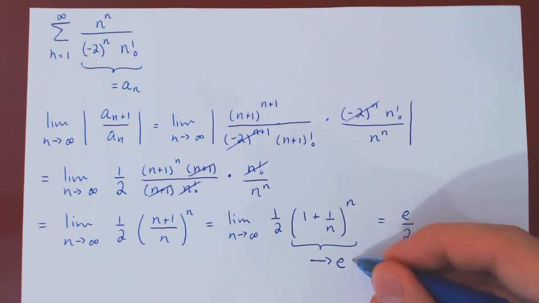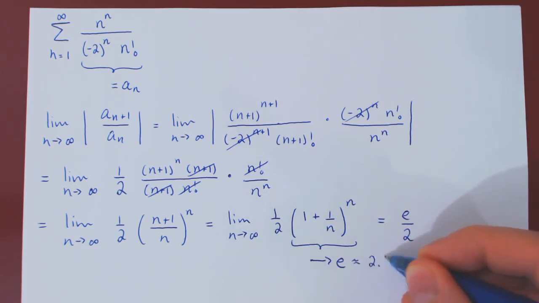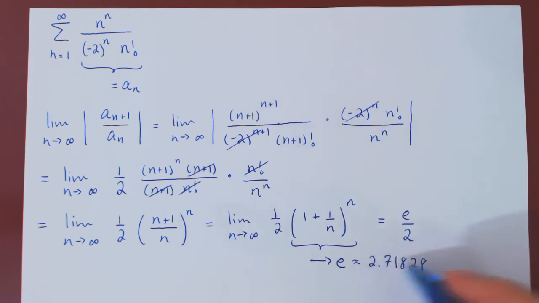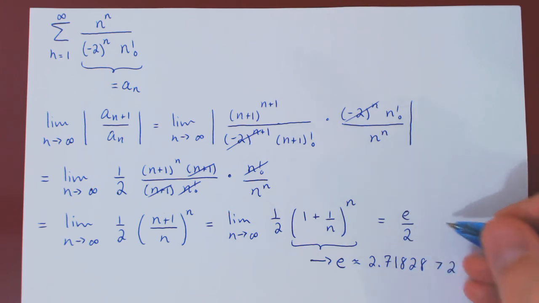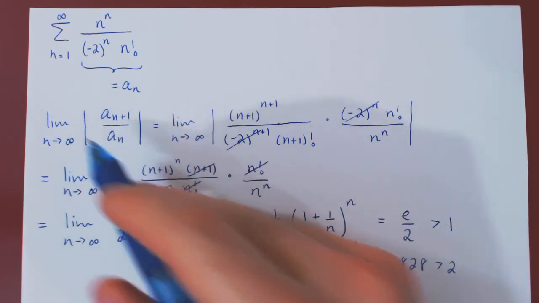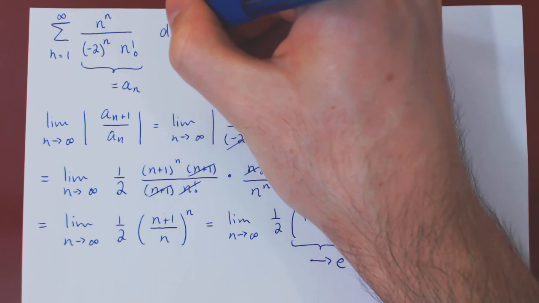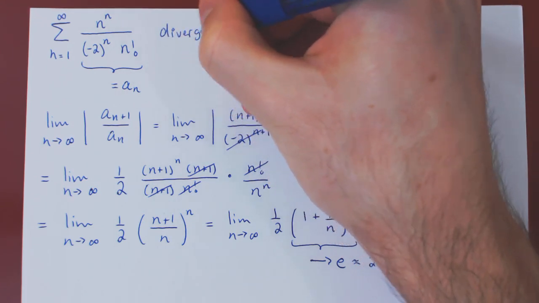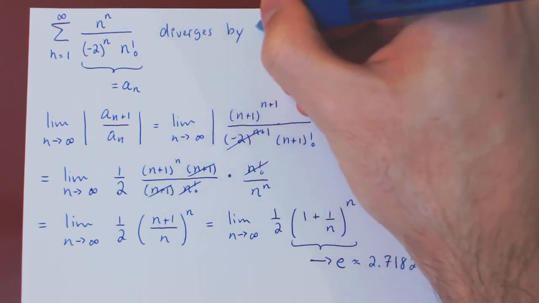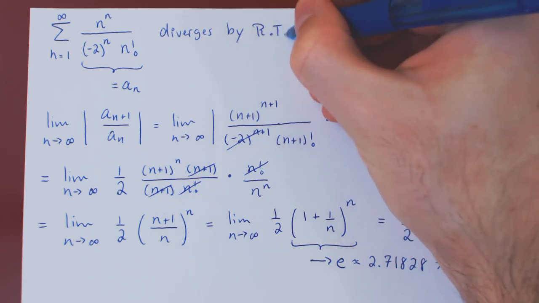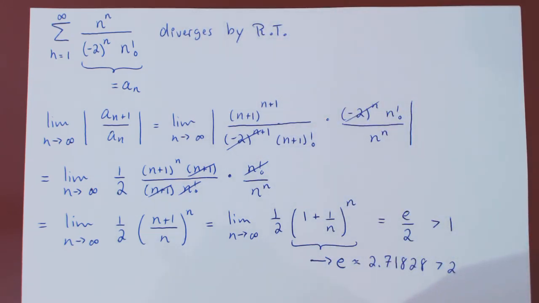Now recall that e is approximately 2.71828, which is clearly strictly larger than 2. Therefore, e over 2 is strictly larger than 1. So if this limit is strictly larger than 1, the ratio test says that the corresponding series diverges. By, of course, the ratio test. And that's it.